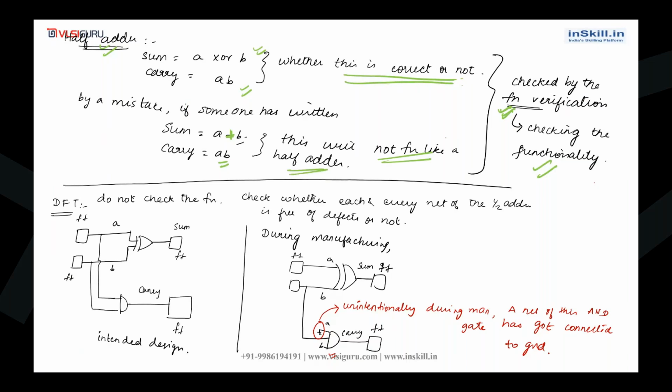So this is what will be checked by the functional verification team. They will be checking the functionality. In our ASIC flow, we had a team called the verification team over here, right? So that is what they will be checking.